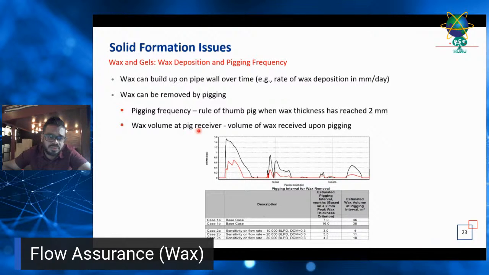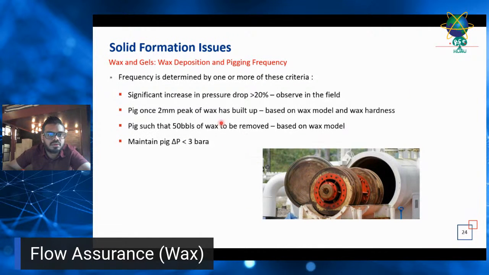And wax volume at the pig receiver as well. Usually it's either 2 mm or 50 barrels, whichever comes first. If 50 barrels comes first, then that will determine the pigging frequency of your pipeline. So the frequency is determined by one or more of these criteria. If a significant increase in pressure drop, more than 20%, is observed in the field, then we need to be aware that we need to start looking at pigging the line.